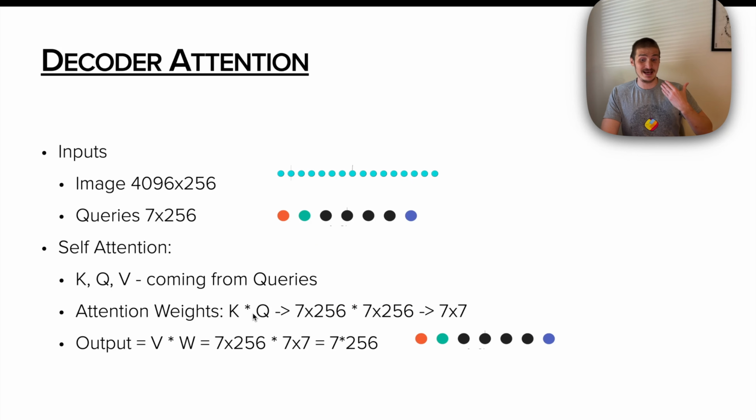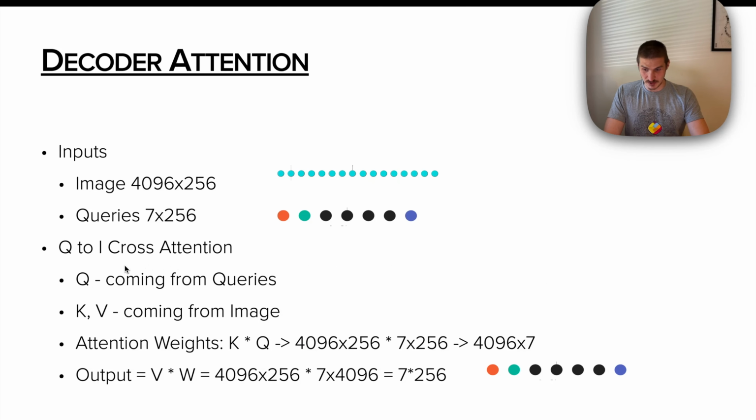Then we multiply that attention weights matrix by value. So we get 7 by 256 times 7 by 7. Again, the common dimension crosses out, which is now 7. And so as an output, we get this 7 times 256 output. And that happens to be the dimensions of our query input, so this is what we call it.